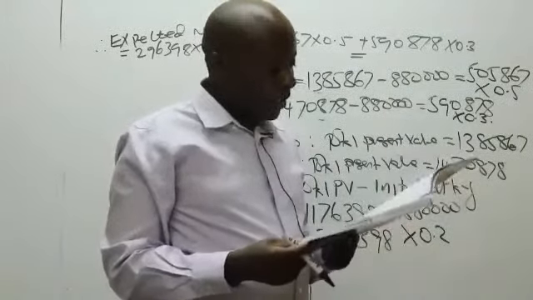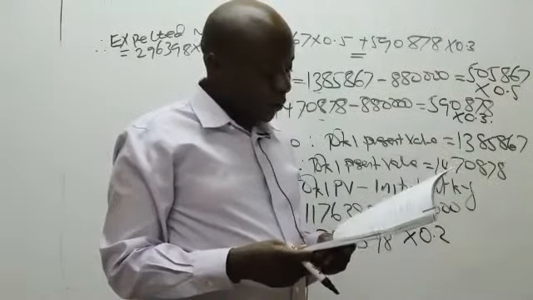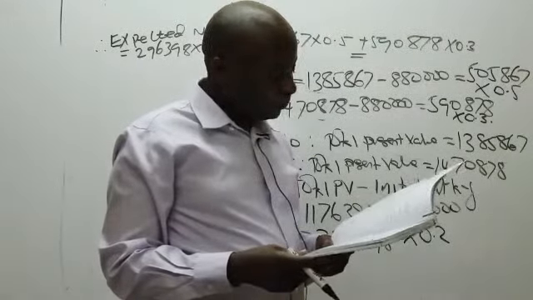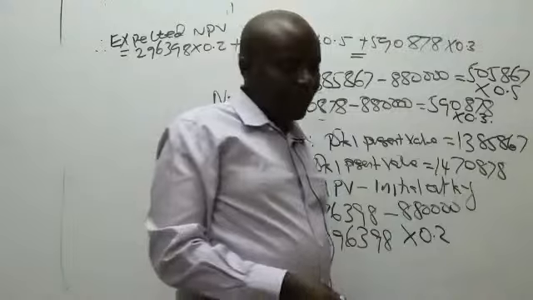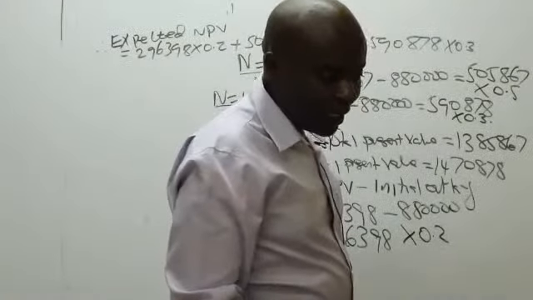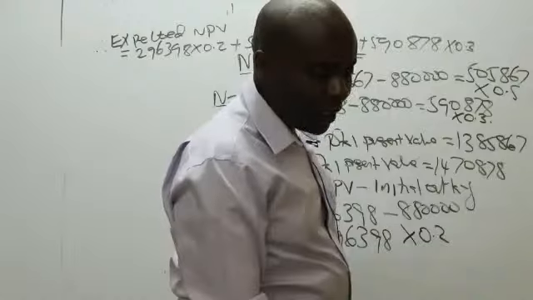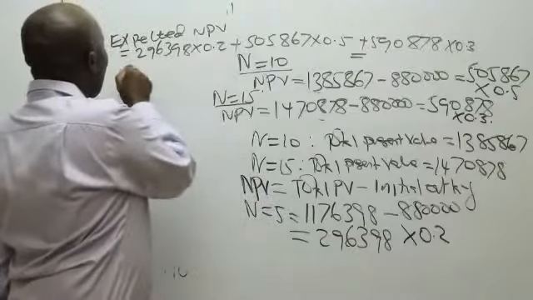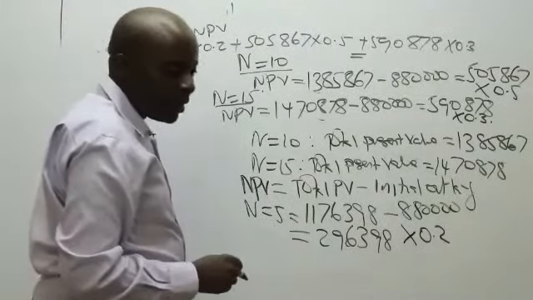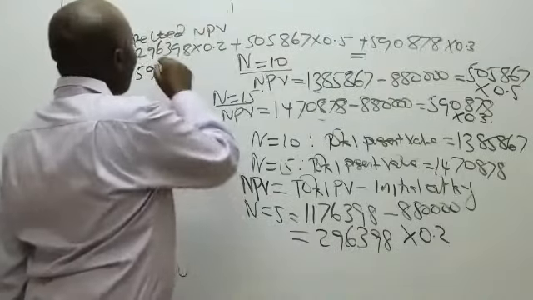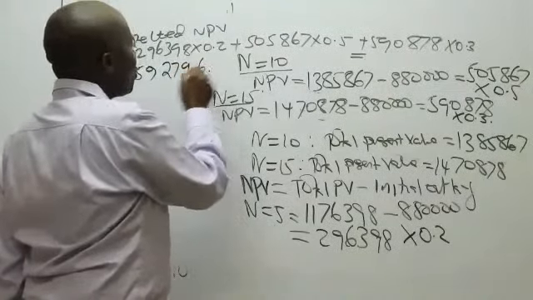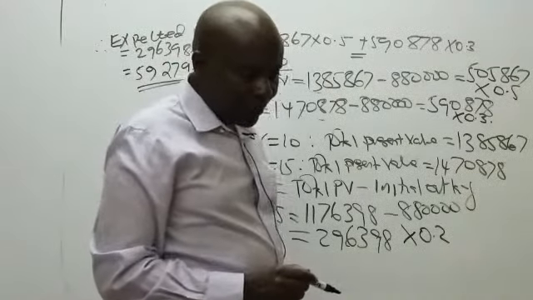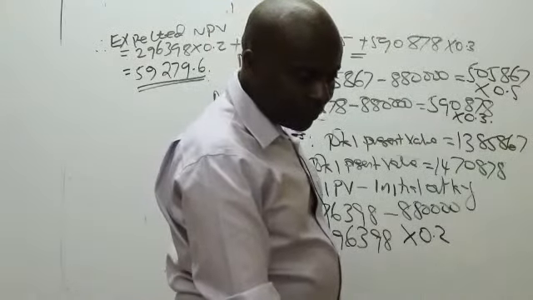Expected net present value. The total answer is 59,279.6. Please underline.